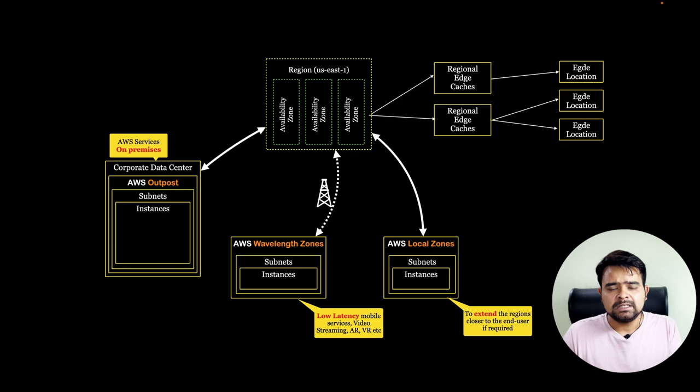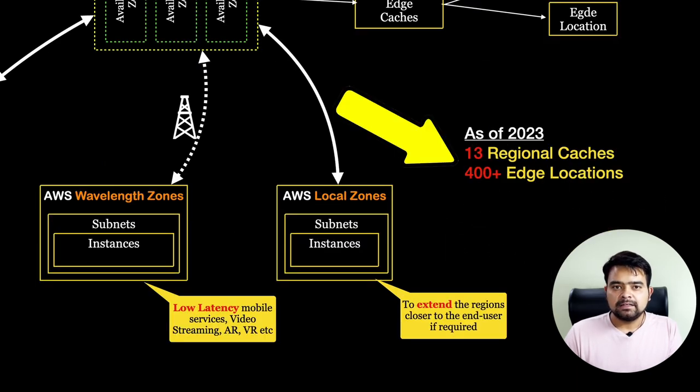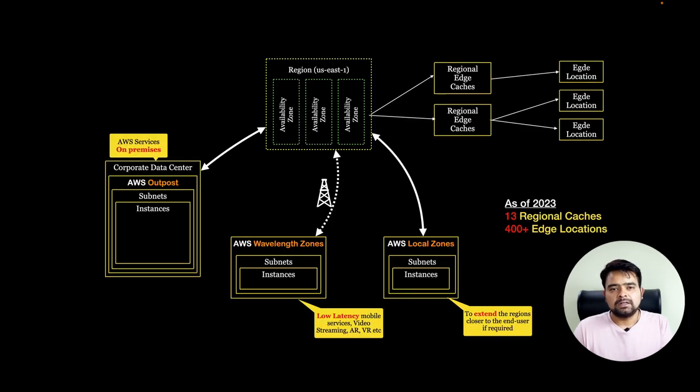In case there is a cache miss, at that point the data might be refreshed from the regional edge caches, or if there is a cache miss there too, when there is no other option, it might be fetched from the actual physical region. But at least these regional edge caches and edge locations help to a great extent in reducing latency for reusable resources. As of today, there are 13 regional edge caches and more than 400 edge locations that are served from these 13 regional edge caches. This is today's data, just to give an idea.